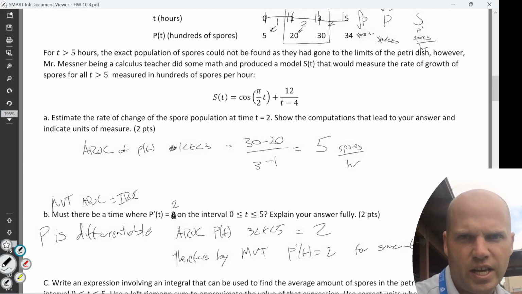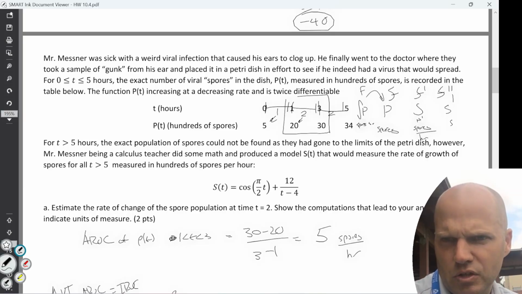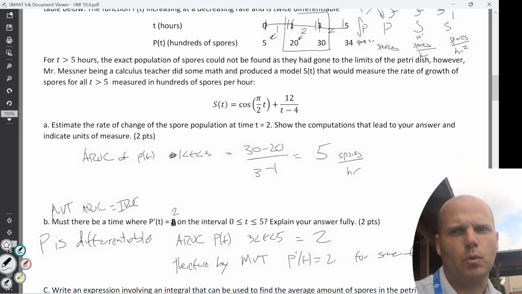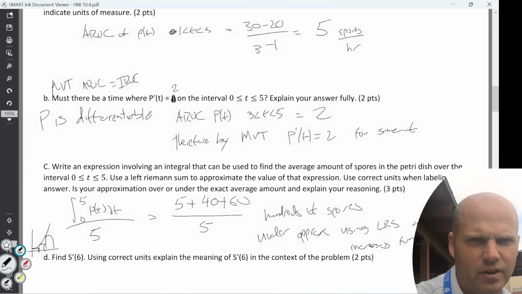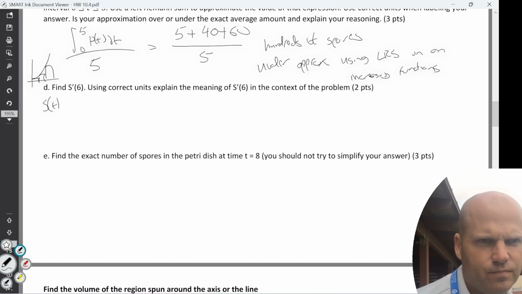Find S prime of 6. Well, S is already a derivative, so S prime would be the derivative of a derivative. It would be a rate of change of a rate of change. It'd be spores per hour squared. It would tell me how my rate of change is changing. Let's write down S of t.